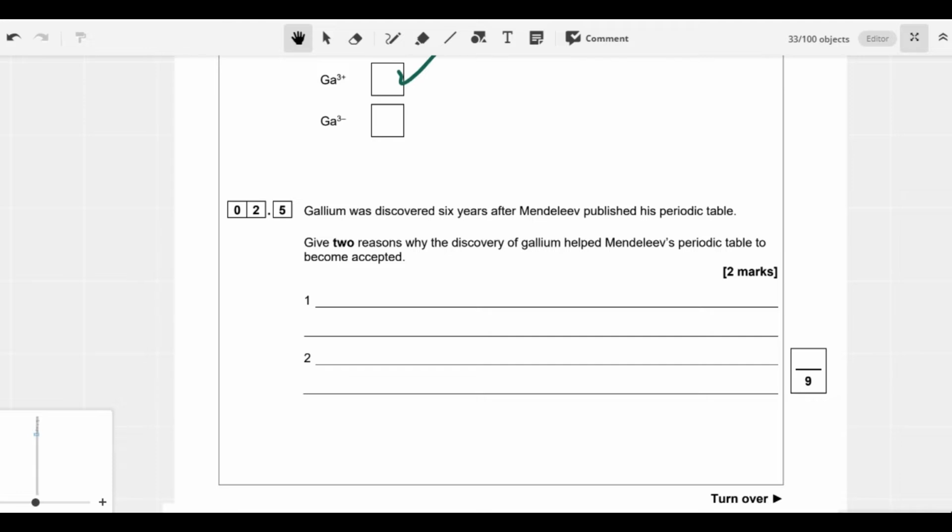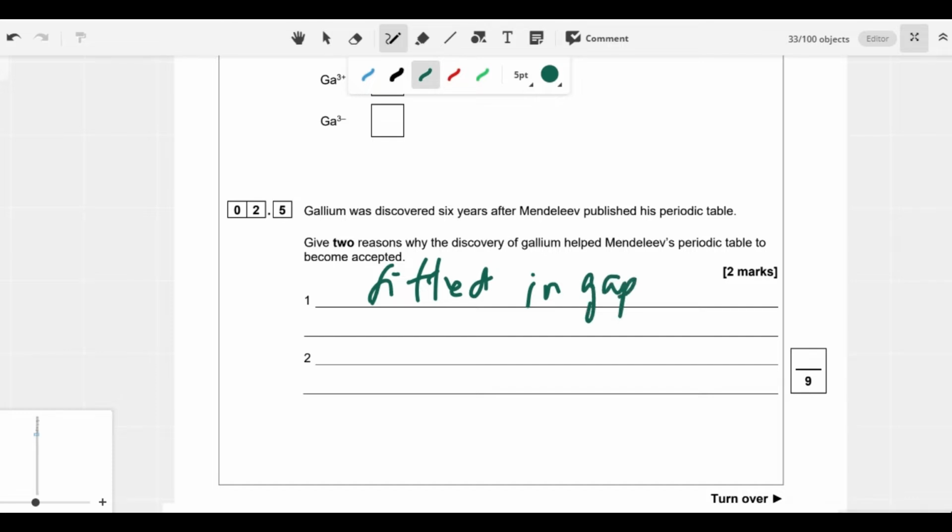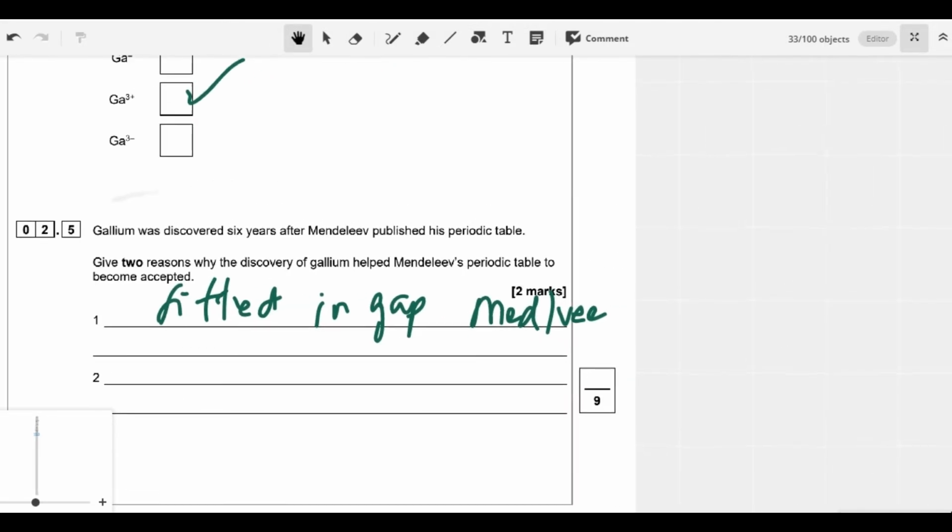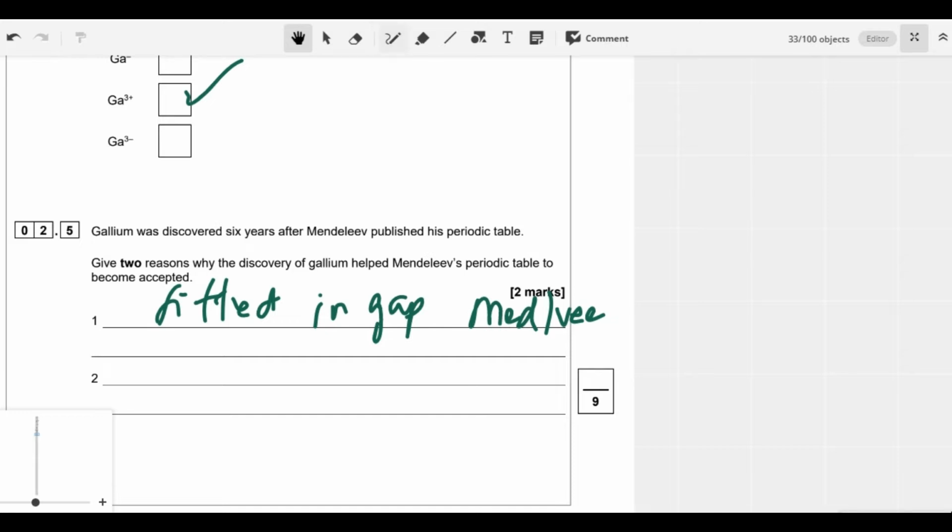Next is 2.5: gallium was discovered 6 years after Mendeleev published his periodic table. Give 2 reasons why the discovery of gallium helped Mendeleev's periodic table to become accepted. So the first one is that gallium fitted in the gap that Mendeleev had left, the first reason.